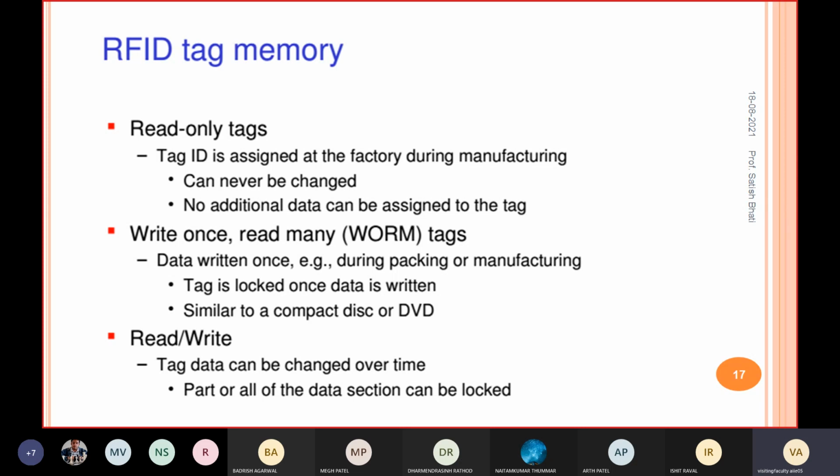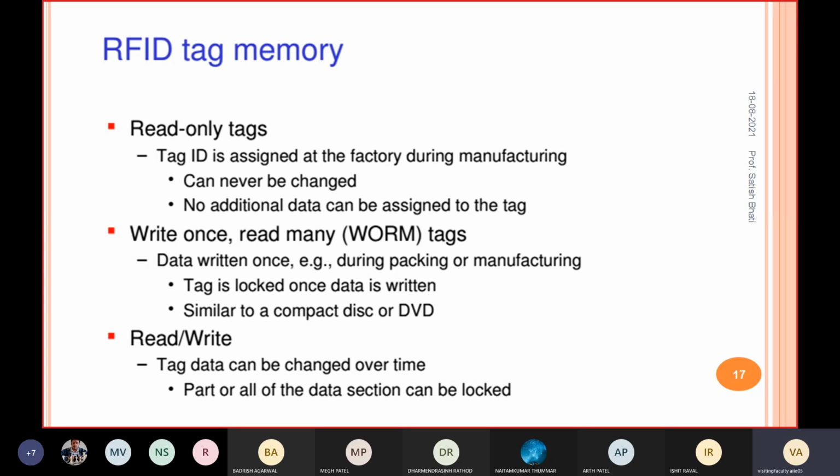Second is write once, read many, in short form WORM tag. Here data is written once, during packing or manufacturing, and once you write it, the tag is locked. You can't then change the information. You can compare this kind of tag with your DVD or CD. In the market you will find blank CDs or DVDs, but once you write some data on your DVD or CD, you can't change it, right?